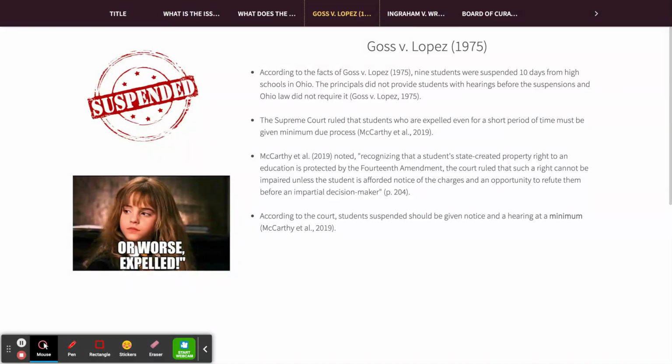Our book noted further on this case, stating that recognizing that a student's state-created property right to an education is protected by the 14th Amendment, the court ruled that such a right cannot be impaired unless a student is afforded notice of the charges and an opportunity to refute them before an impartial decision maker. According to the court, students suspended should be given notice and a hearing at a minimum.